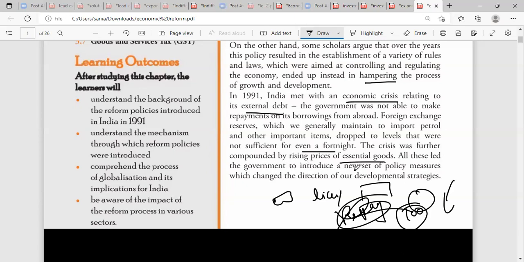All this led the government to introduce a new set of policy measures which changed the direction of the development strategies. So basically, because of this, the government of India was forced to change its development strategies and policies. Clear? So basically India faced a lot of difficulty, and did not have enough resources to sustain even a fortnight. So for example, you are studying, right? And you are not getting good grades. So what will you do? You will change your strategy. Similarly, if India was not getting good results from the policies it was following, India decided that now we will change the policies. Clear? Yes, ma'am.